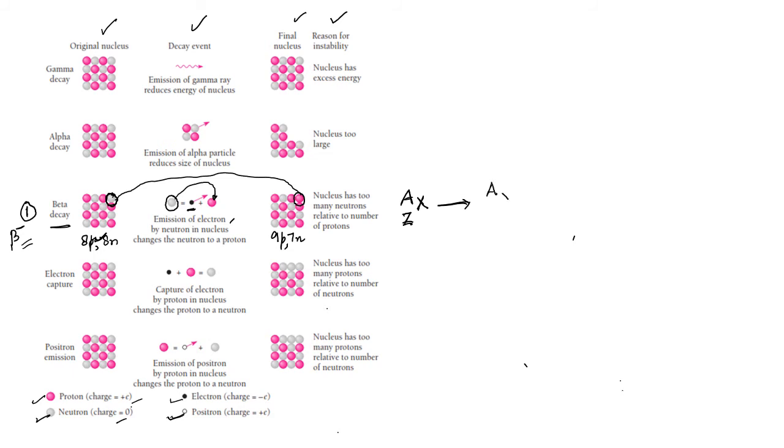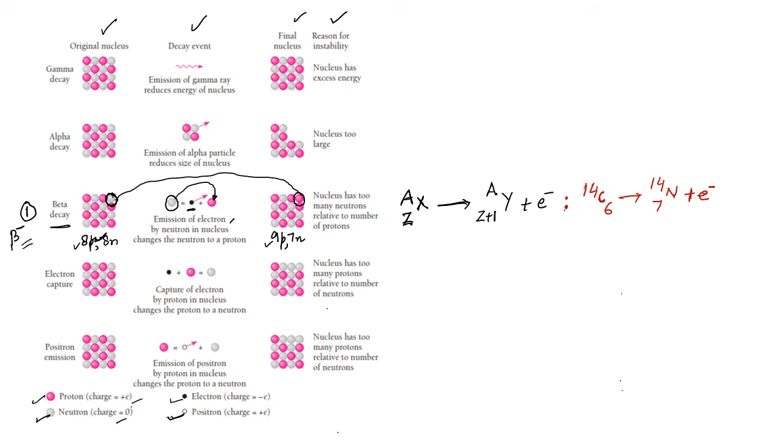A remains the same, Z increases by 1. As you can see, it goes from 8 to 9. The neutron number decreases, and an electron comes out in this process. For example, I can write carbon-14 with 6 protons. When it does a beta decay, it becomes nitrogen-14 with 7 protons, and an electron comes out in this process.